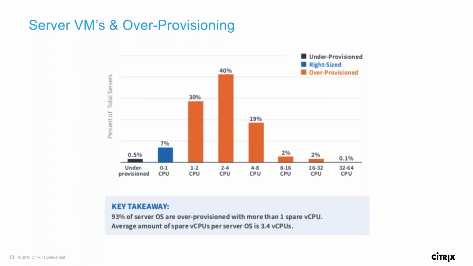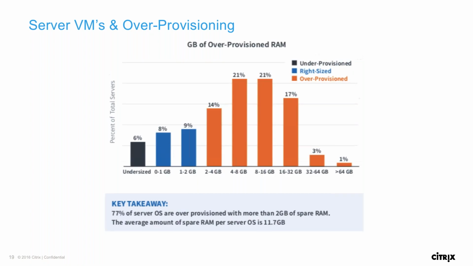So 93% of server OSs are over provisioned by at least one virtual CPU, and the average was 3.4 virtual CPUs. So that means when you look at the averages and the peaks in those VMs, they're never using all the resources provisioned to them. So there is some substantial opportunity for savings here. And then you find similar numbers on RAM.